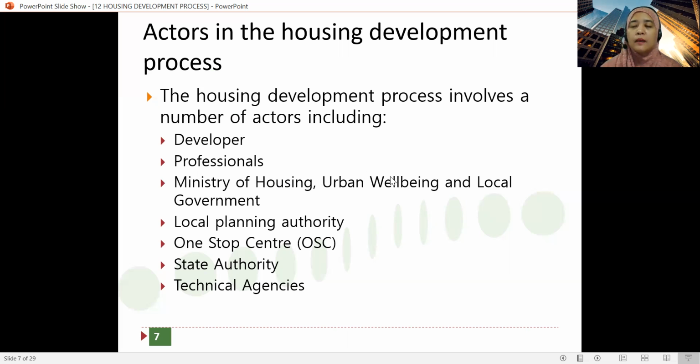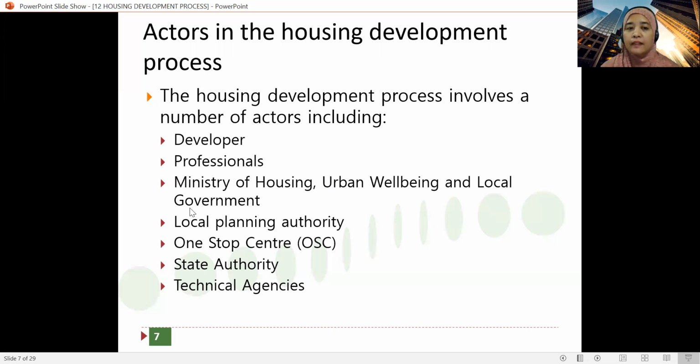So sekarang ni the old name of the Ministry of Housing tu lagi famous. We always hear KPKT. Itulah, KPKT was the old name of the Ministry of Housing, Urban Wellbeing and Local Government. Urban Wellbeing was only added lately, a few years back. So before this, it was MHLG, Ministry of Housing and Local Government.